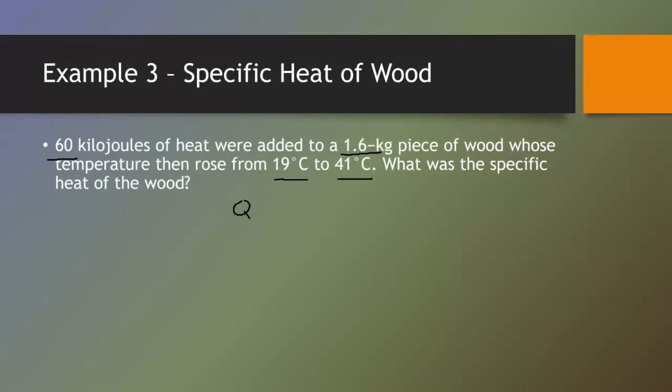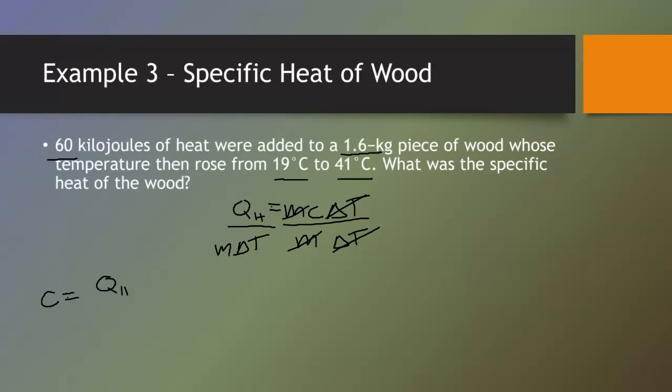Well, we can use the quantity of heat equation and just rearrange it to solve for C, right? And to do that, we're essentially going to divide by M times delta T. And I'm showing you this because you can use this for any problem where you're trying to find C. It is the amount of energy, the quantity of heat that is required, divided by the mass times the change in temperature.